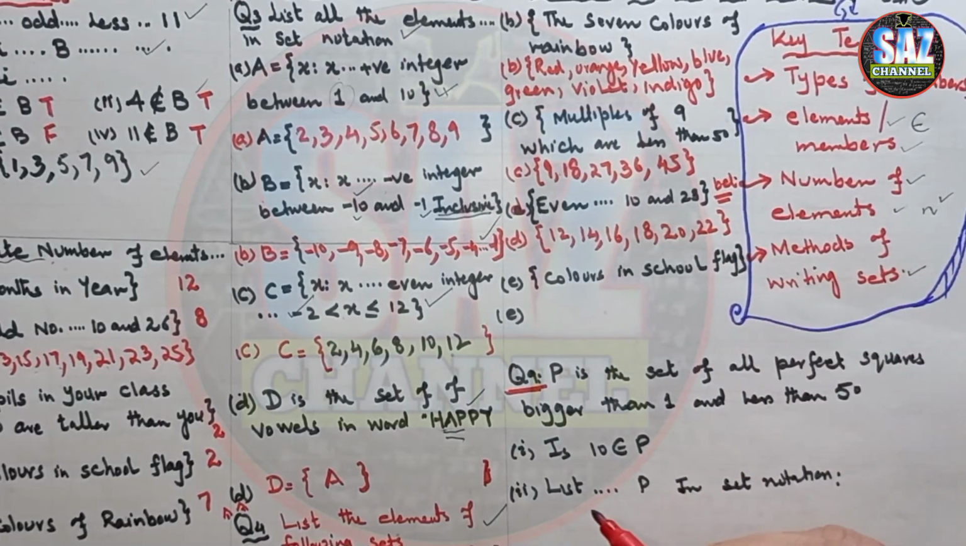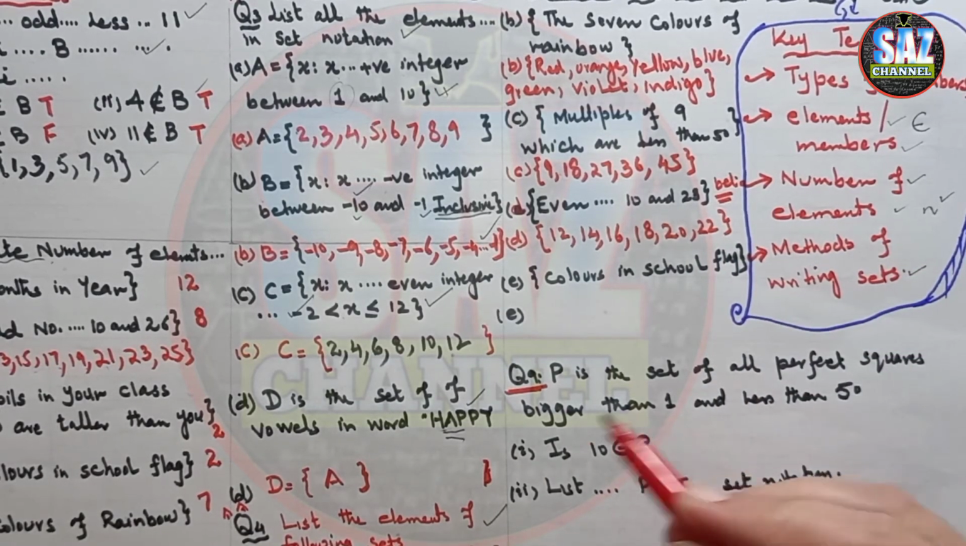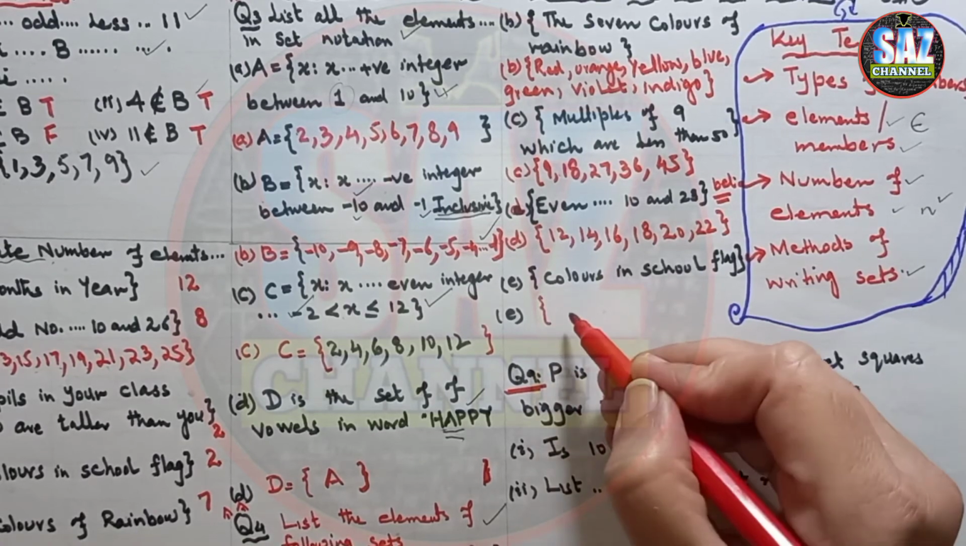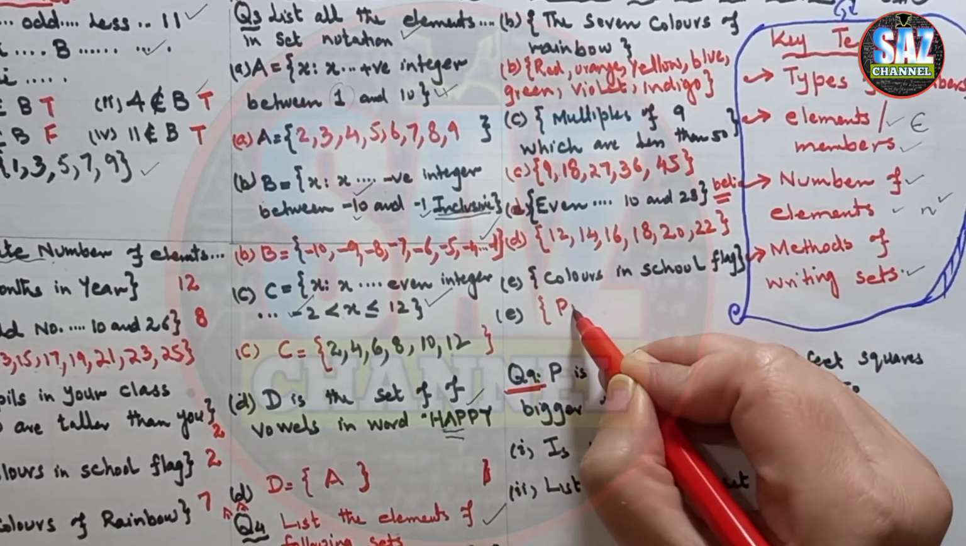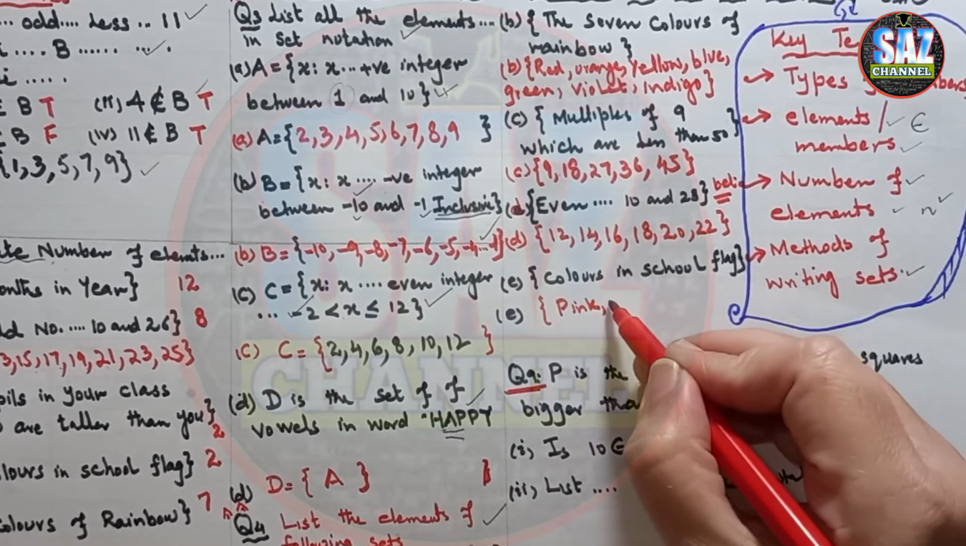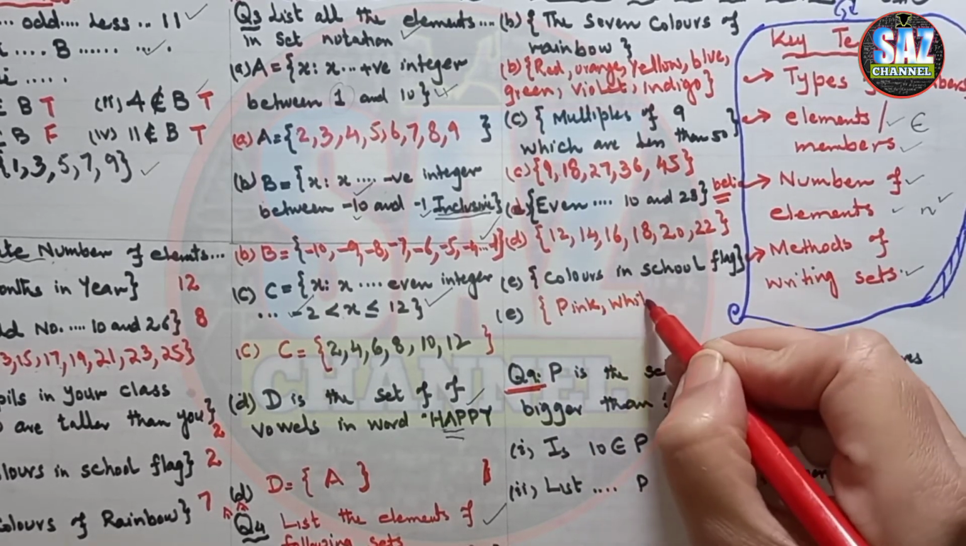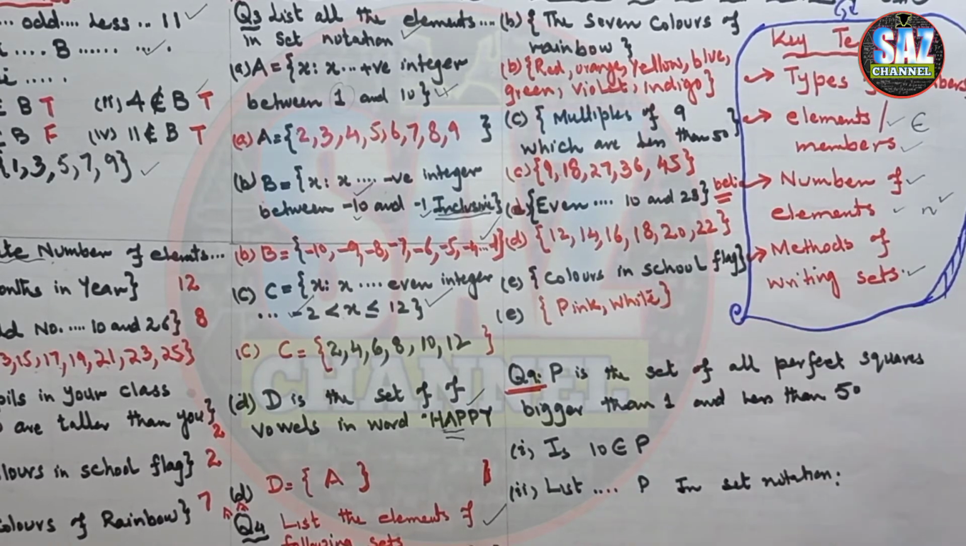Okay, now colors in your school flag. My school flag has pink and white. Okay, pink and white. My school flag has two colors, so I'm writing this. So it depends upon you what colors your school flag has. Okay, then coming to the next question.